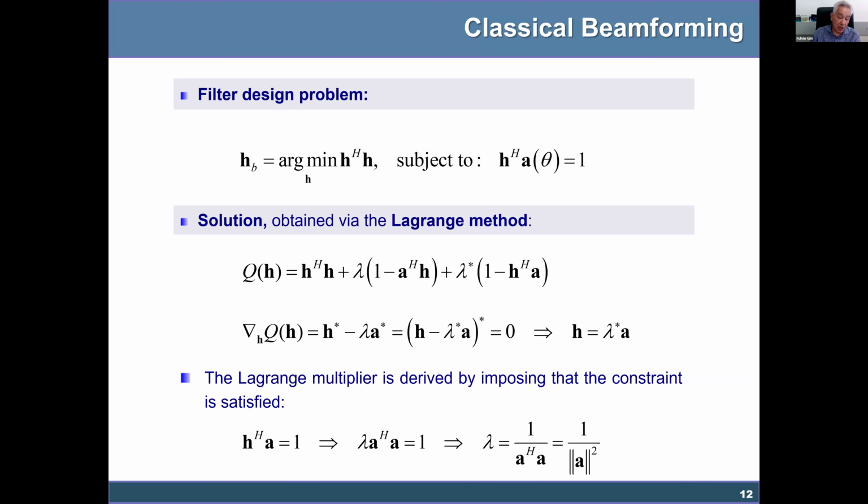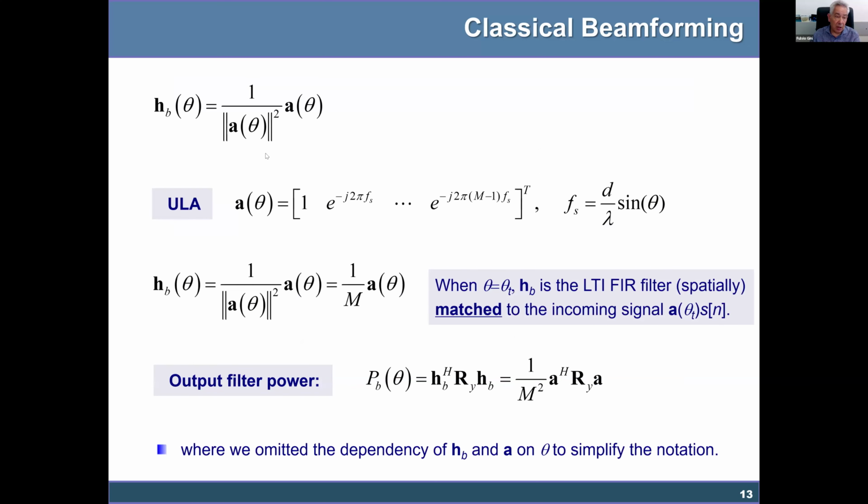So in other words, it's the energy of A, the sum of all the elements modulo square. And this is the solution of the optimization problem obtained by relying on the assumption that Ry is equal to the identity matrix. The solution, this is a constant term, is proportional to the array response. And so in other words, it is a matched filter.